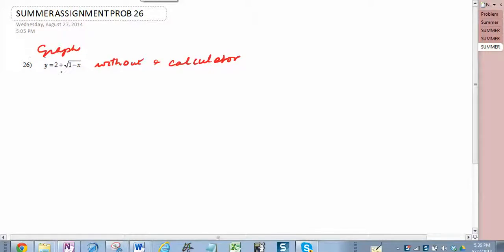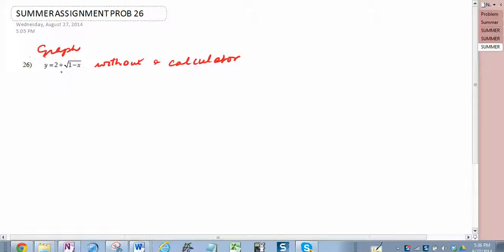Problem number 26 on your summer assignment expected you to be able to graph y equals 2 plus the square root of 1 minus x without a calculator. My best advice is to do a problem like this thinking in terms of transformations. You could plot a few points, but sometimes that does not give you enough information. You really need to be able to predict and have a good idea what the final shape looks like.